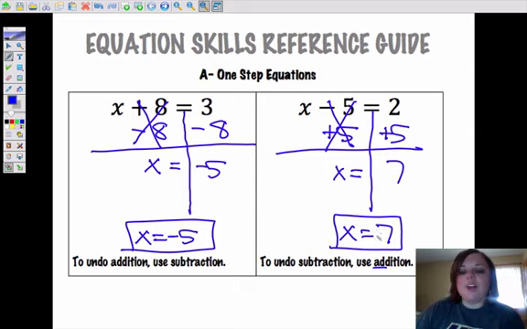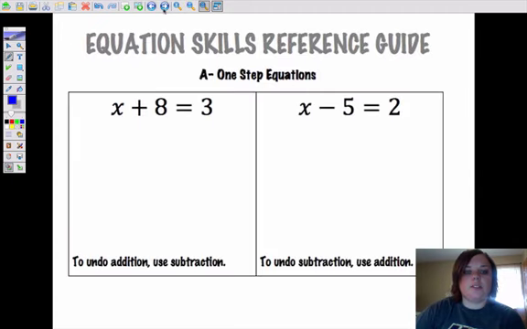Okay, I can go back and check my answer and say if x is 7, then I have 7 minus 5 is equal to 2. So that works in this equation. Let's look at a couple more one-step equations.